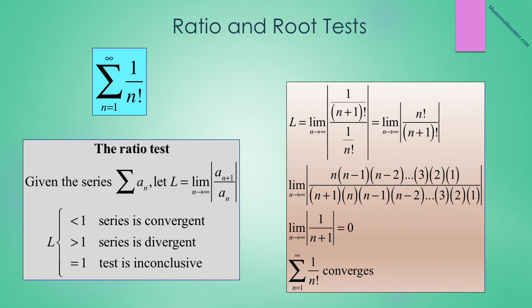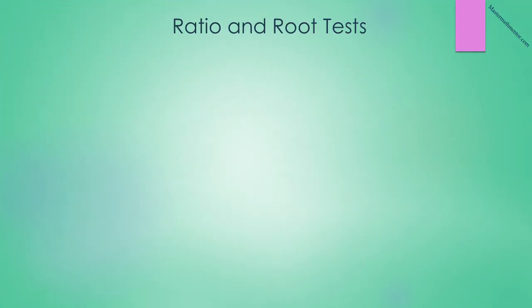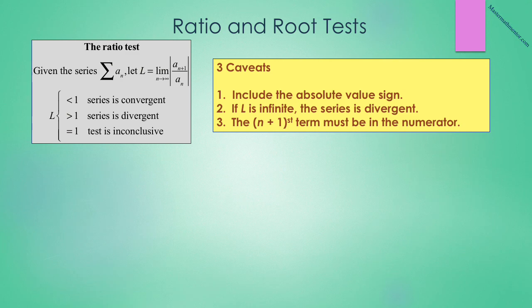Everything cancels except the n plus 1 in the denominator. So this is the limit as n approaches infinity of the absolute value of 1 over n plus 1, which is equal to 0. And since L is less than 1, our series converges. It is important to include the absolute value sign unless you're absolutely sure that the terms will always be positive. Once we get to power series, you can't drop the absolute value sign as it is critical to the result.